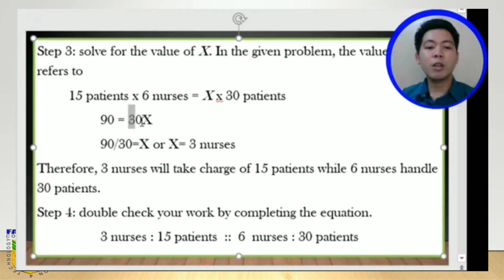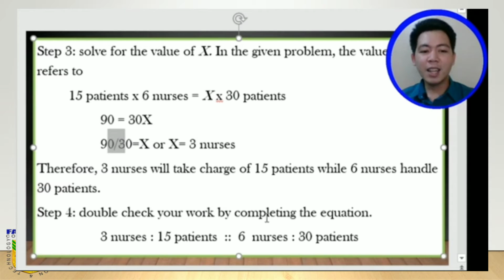So, kung nag-divide ka dito ng 30, syempre sa left, mag-divide ka rin ng 30. So, 90 divided by 30 equals x. Or, pag sinolve mo tong 90 divided by 30, x equals 3 nurses. Therefore, 3 nurses will take charge of 15 patients while 6 nurses handle 30 patients.